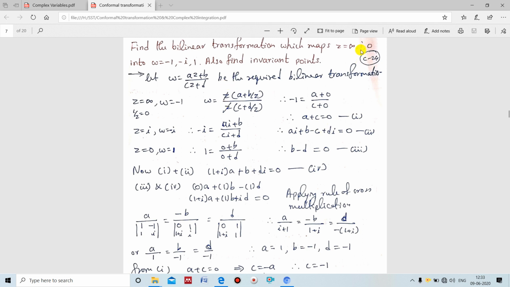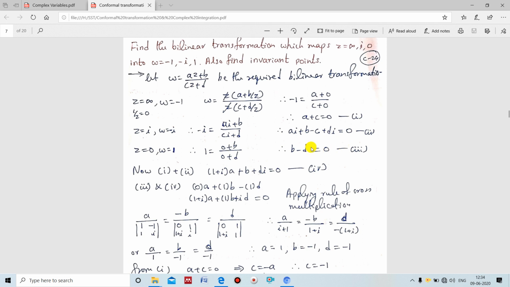Put the next point, z equal to i, w equal to minus i. In this equation, we get (ai plus b) divided by (ci plus d). On simplification, we get ai plus b minus c plus di equal to 0. It is equation number 2. Then put the third point, z equal to 0, w equal to 1. In the bilinear transformation, we get 1 equal to (0 plus b) divided by (0 plus d). On simplification, we get b minus d equal to 0.